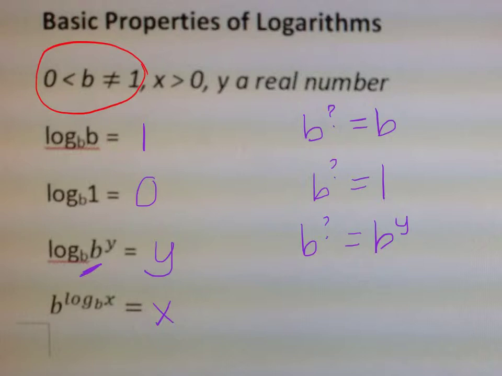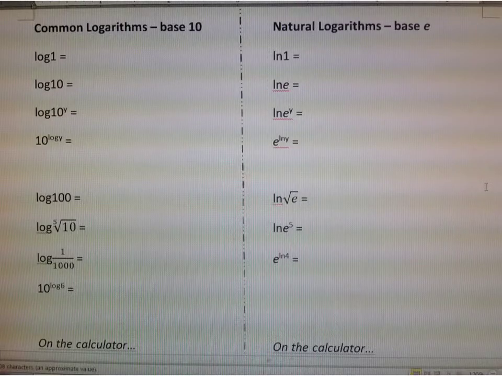You're going to use these properties when you have to do some evaluating. Maybe you don't have your calculator available. You want to know when you get 1, when you get 0, and so forth. When working with logarithms, you won't always see that subscript, that base. When it's not there, it's assumed that it's 10. Kind of like when you don't see an exponent, you assume it's 1, or when you don't see a coefficient, you assume it's 1.